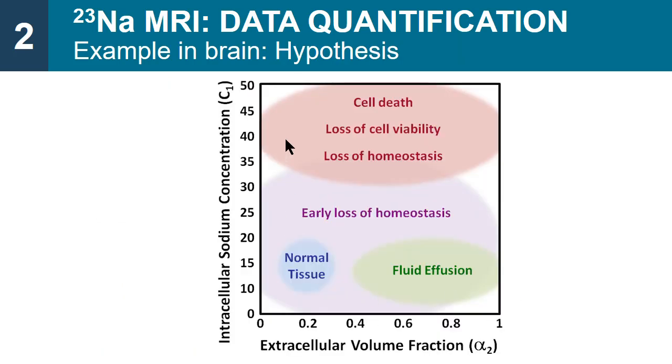This is a little hypothesis. If you measure the extracellular volume fraction and intracellular sodium concentration, in normal tissue the sodium concentration should be about 10 to 20 millimolar, and the volume fraction about 0.2. And if you can travel in this diagram, you can get some information about loss of homeostasis, like the gradient is not working anymore, the sodium-potassium pump is impaired, or if you lose cell viability, cells are dying, in Alzheimer's or traumatic brain injury, for example.